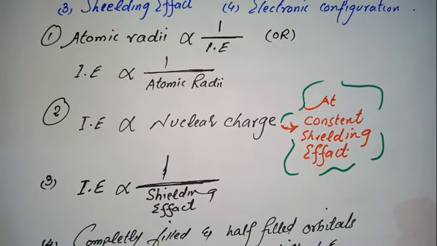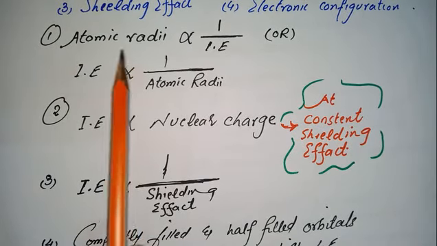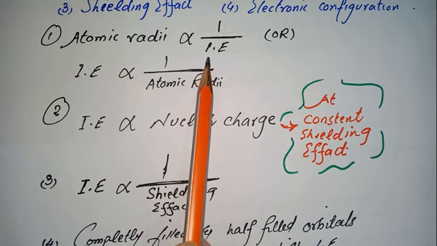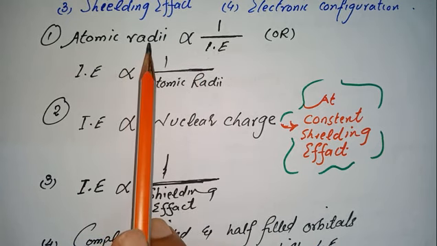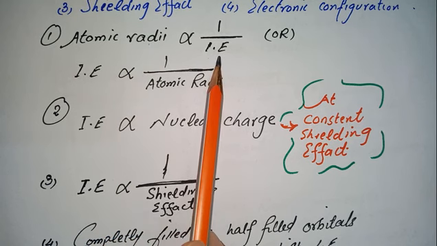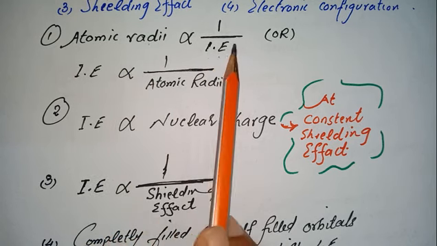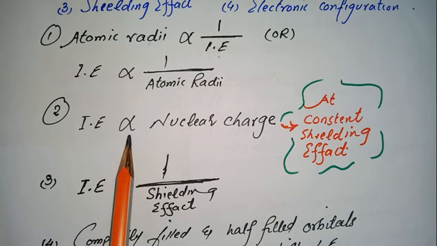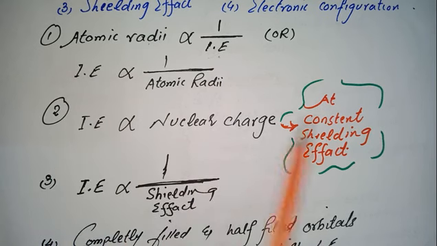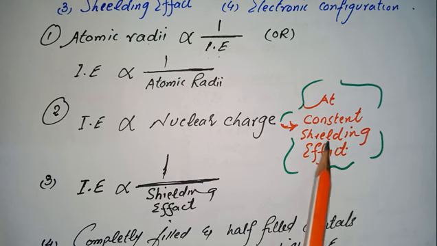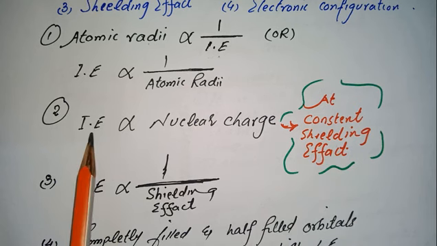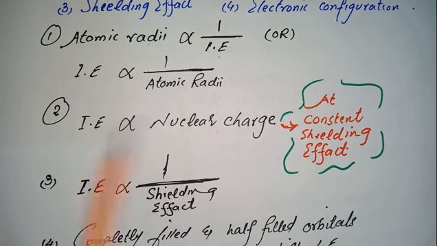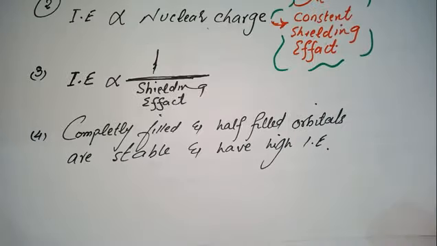Let me explain it briefly: atomic radius is inversely proportional to ionization energy. If atomic radius is smaller, then ionization energy will be greater. Similarly, the ionization energy is directly proportional to nuclear charge. By keeping the shielding effect constant, which will be discussed later on, if the nuclear charge goes on increasing, then ionization energy will also increase.